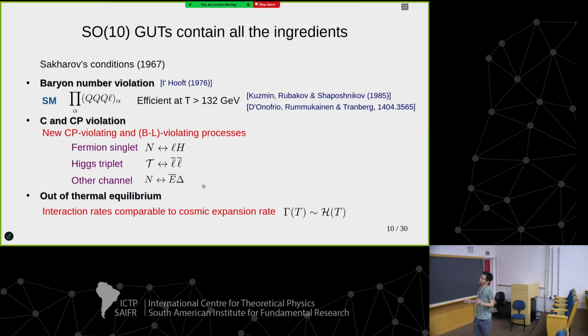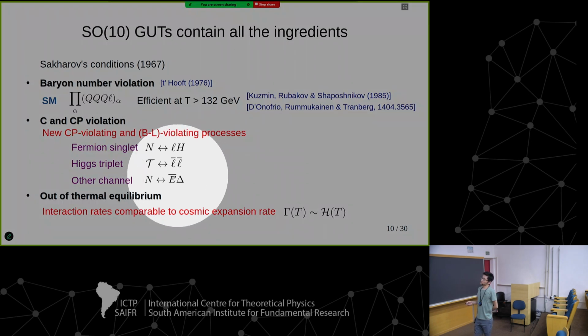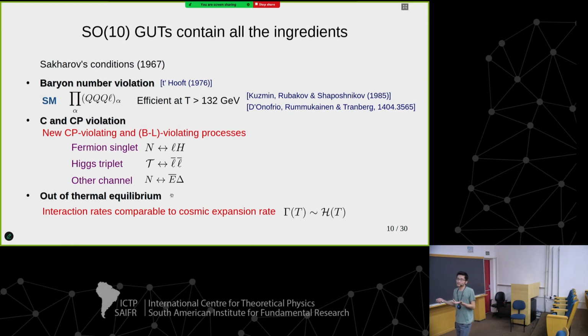Then we can have an out-of-equilibrium process, if this process occurs at a rate which is not very fast compared to the expansion rate of the universe at some point.